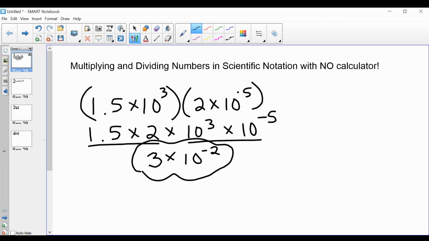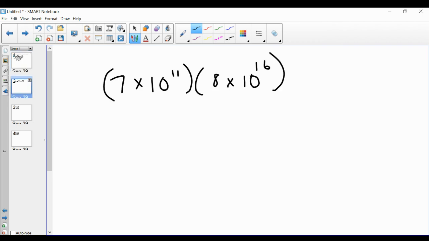Now, maybe your paper says that you need to put it in standard form. That means you're going to move your decimal to the left 2 spots, and your answer will be 0.03. You can put a 0 in the front if you want. So it's quicker than using a calculator, actually. Let's move to the next problem.